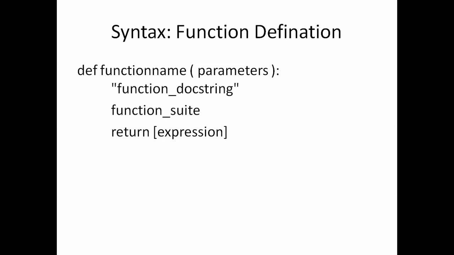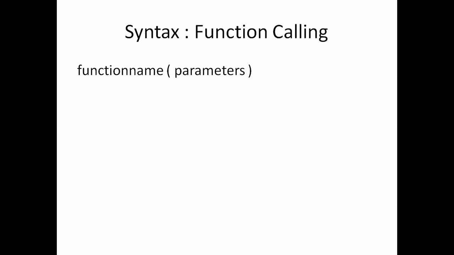The first line of the function definition is the function docstring. This is optional. It gives information related to why the function is written. The function suite is the set of function instructions. The last statement of the function is return. It returns some value. If it is not returning any value, it will return None. The syntax for function calling is the function name, and in parentheses write down the parameters.